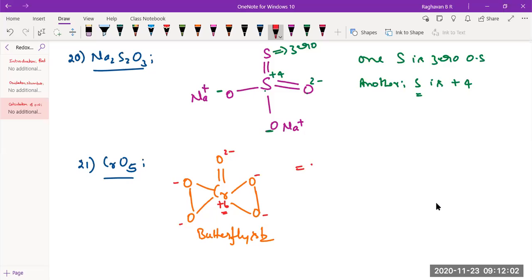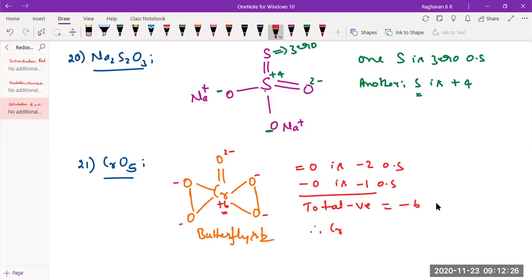Double bond oxygen is minus 2 oxidation state. Single bond oxygen is minus 1 oxidation state. Total negative is equal to minus 6. Therefore, chromium oxidation state is equal to plus 6. That's all. So this is called butterfly structure.